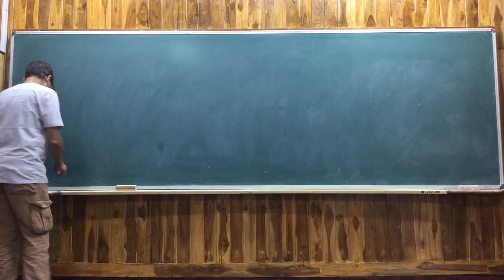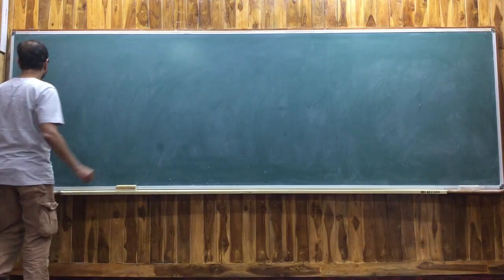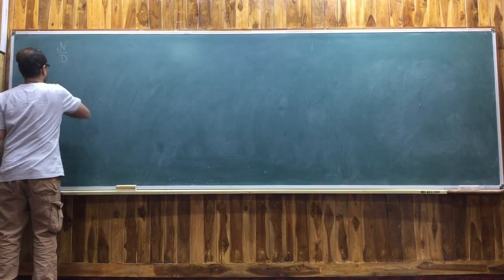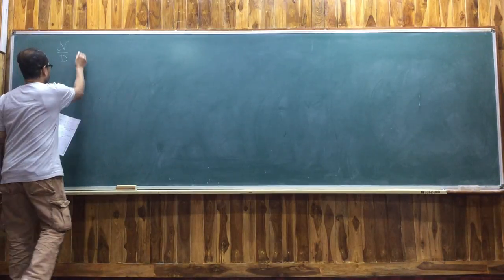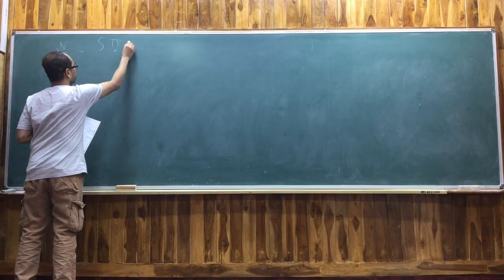So let me begin by briefly reviewing what we got last time. So we had this ratio of numerator over denominator. Okay, this will be taken to be of the following form.